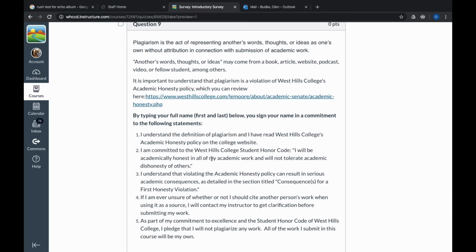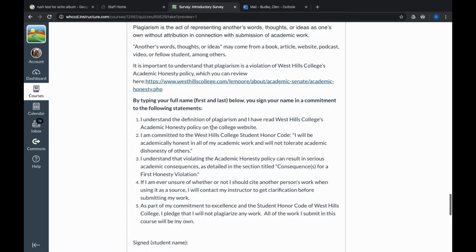If you turn in the same work as a peer, it's going to get a 0. If you turn in work that's taken off of a website, it's going to be a 0. So don't violate the plagiarism aspect of the academic honesty policy. Make sure you understand it. Make sure you know that plagiarism isn't just word for word. It's taking someone's words, thoughts, or ideas. And it could come from a book, article, website, podcast, video, or fellow student, among other sources. Just make sure you're not taking anyone's words, thoughts, or ideas as your own. Produce your own work, all right?